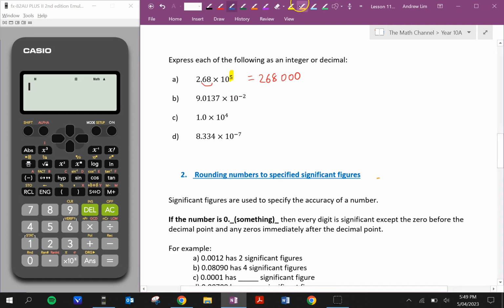Question B, we need to move left 2. So we move left 2, that'll become 1, 2. That's where the decimal needs to go. In the empty spot, we put a 0. So this is going to equal 0.090137. In question C and D, maybe pause the video and have a go with this one yourself.